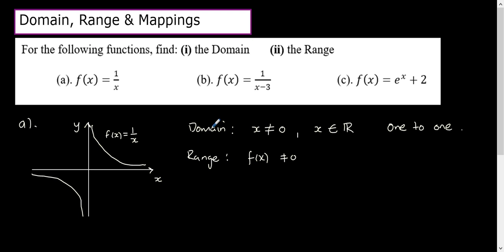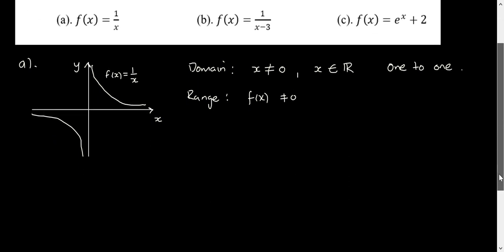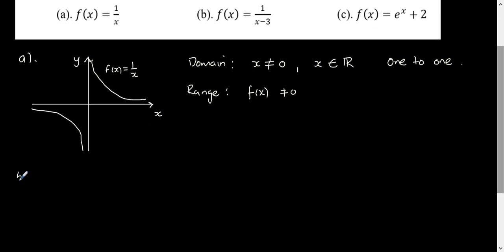So again, just to recap, the domain is where we describe what x values will work, and the range is what y values are generated by those x values. So we'll have a look at this second graph. And again, we'll start by drawing some axes. And we'll just have a look at the graph.